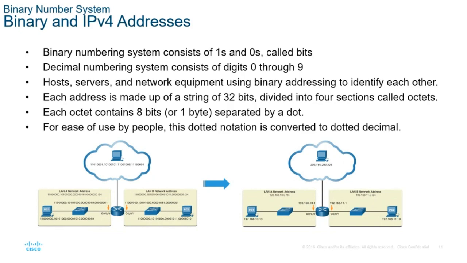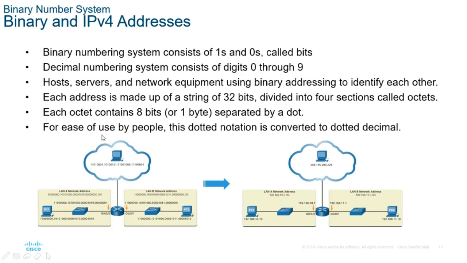Then, 10100101, dot. O, isang octet ulit yan. Each octet contains 8 bits or 1 byte, separated by a dot. For ease of use by people, this data notation is converted to dotted decimal.